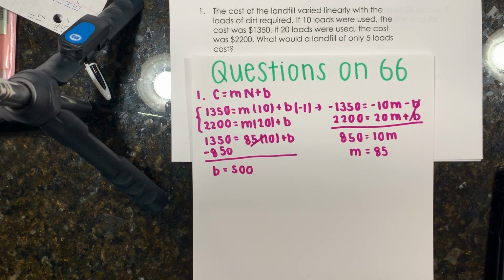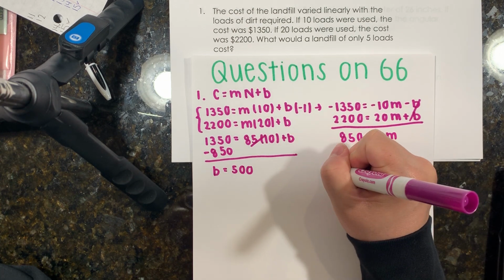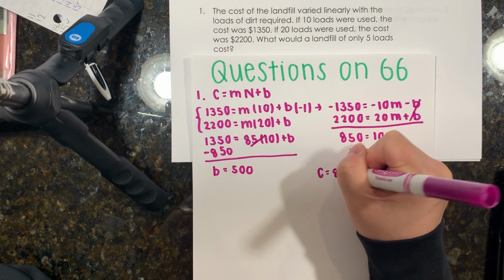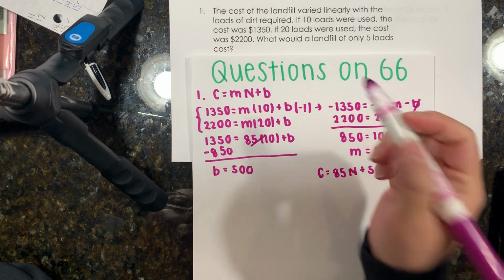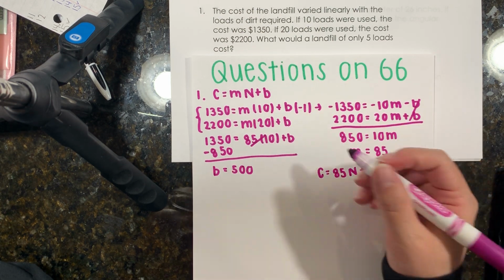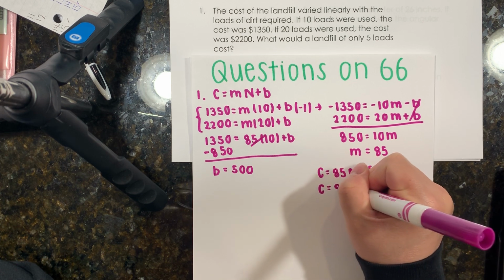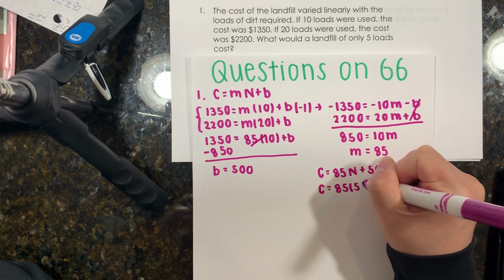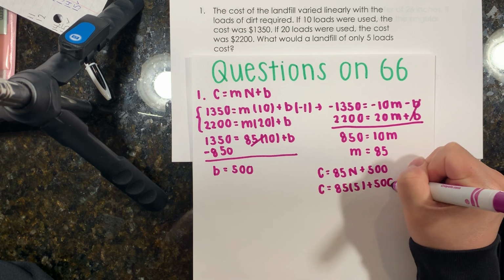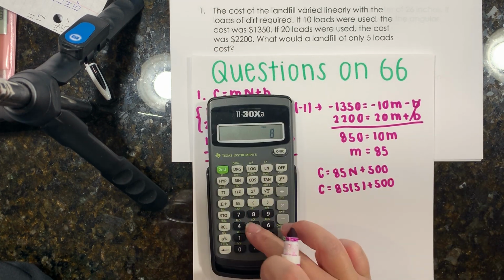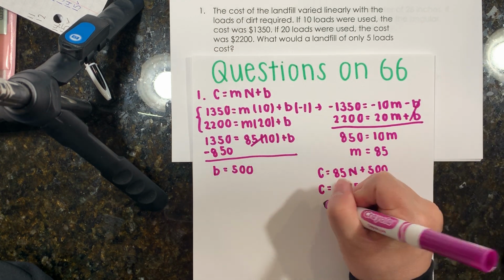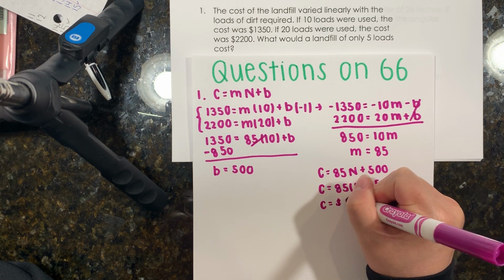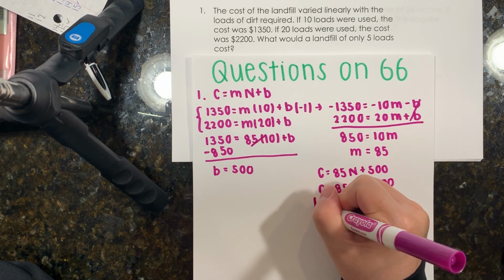So now we have this, the cost varying linearly with the number of loads of dirt would be, the equation would be C equals 85 times the number of loads plus 500. But then it says, what would a landfill of only 5 loads cost? So we're solving for cost when we know that there are 5 loads of dirt. So you're just going to do 85 times 5 and then add 500 to that. And you get the cost is going to be equal to $925.